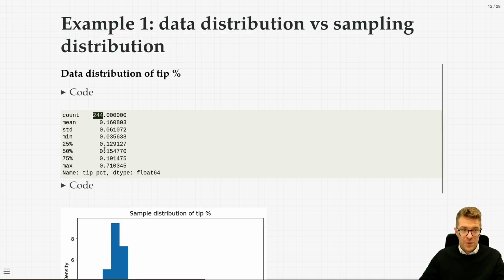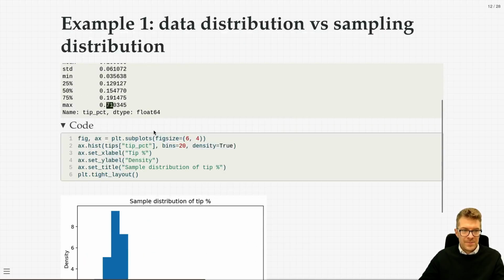There's 244 observations. The mean of those observations is 16%. Then the standard deviation, and the minimum: someone very rude tipped 3.6-ish%. The 75th percentile is 19.15%. So you know what that means. It means that 75% of all of the data is less than a 19.15% tip. Some nice person tipped 71%, and so on.